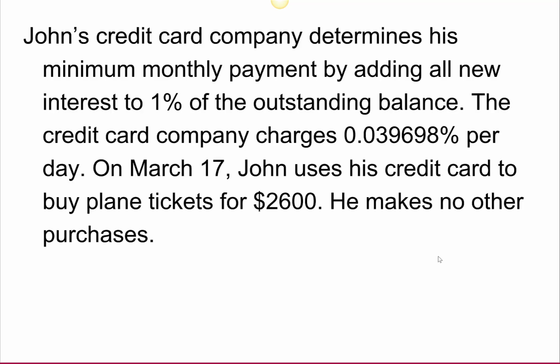John's credit card company determines his minimum monthly payment by adding all new interest to 1% of the outstanding balance. The credit card company charges, now notice this is a percent number here, so to calculate the decimal, we're going to have to divide that by 100. This number per day, 0.039698. On March 17th, John uses his credit card to buy plane tickets for $2,600.